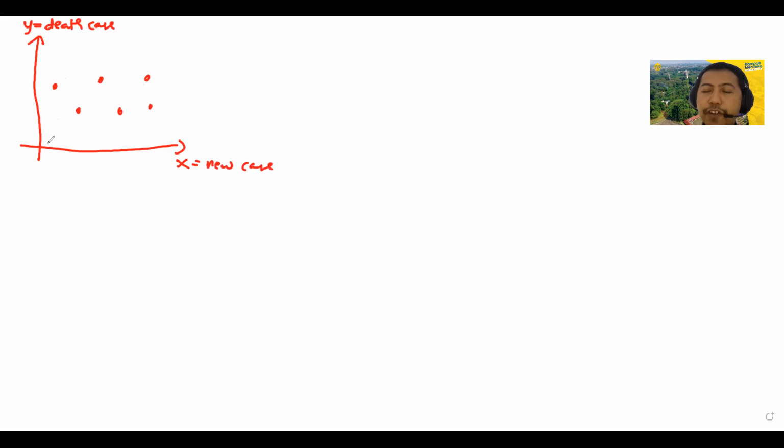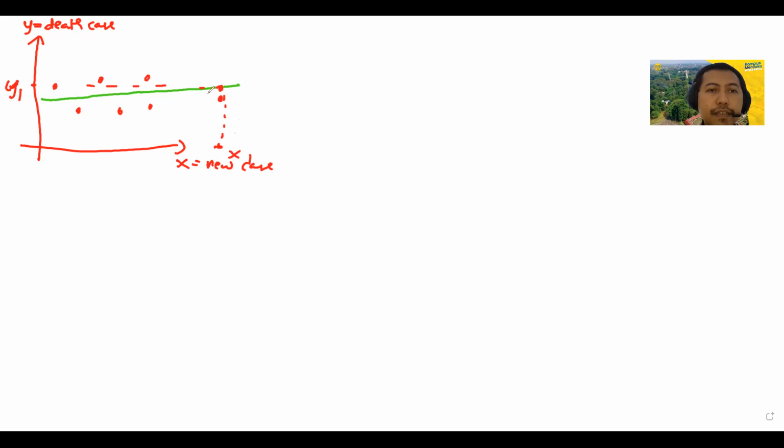Why is predicting some value in the future important? Because once we can predict, maybe we can anticipate something. From the government perspective, if we can see this line correctly, and new cases are around this point, then we can predict that the death cases will be around some y1 value. For example, here, and this is the x1.